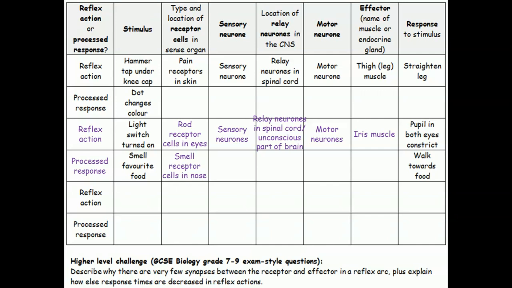Electrical impulses travel through the sensory neuron first. Then they get to relay neurons in the brain because you are processing that information. And then to respond, that electrical impulse is sent through the motor neurons to the effector. So in this case, it would be the leg muscle because the response is to walk towards the food.